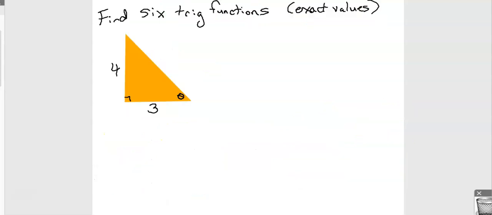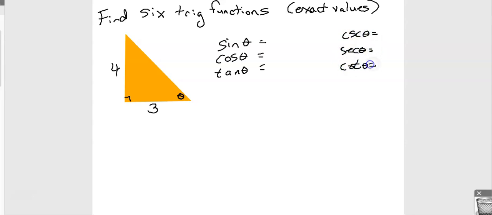So if it says find all 6 trig functions, and I want the exact values, I want to be clear on that. I'm more interested in knowing the exact values of the trig functions. So what we're trying to find is sine, cosine, tangent, and then cosecant, secant, and cotangent. All right, now first what we need to do is find all sides.